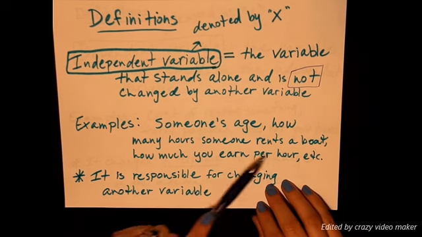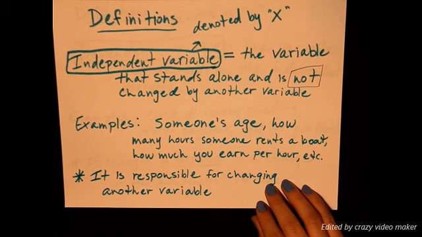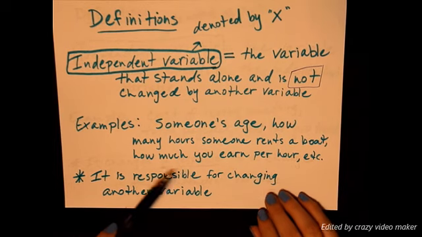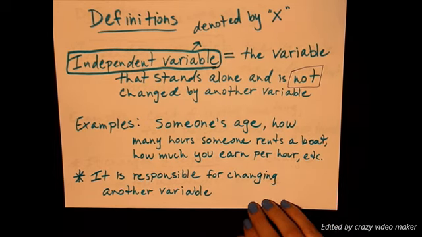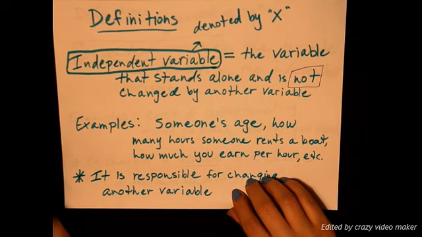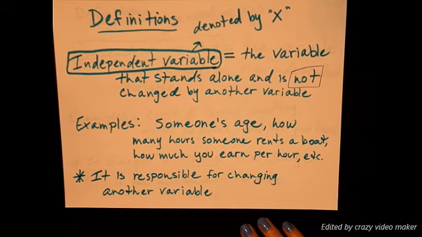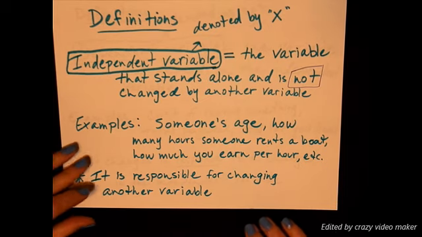How many hours someone rents a boat. You choose how long you rent a boat. And then how much you earn per hour. Okay, how much you earn per hour is not necessarily going to be affected by what the weather is outside. So it's independent of other things. And the independent variable is responsible for changing another variable. It is what causes the change in the relationship.